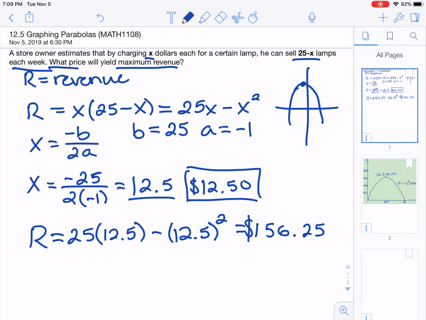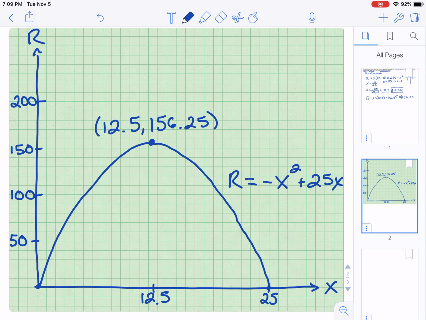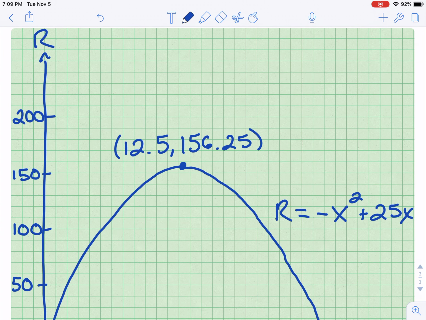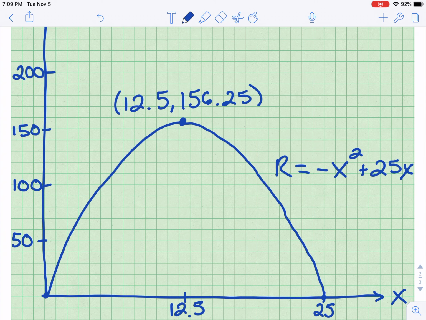Just to see this graphically, if that helps visual learners, this might help here. We see this is a little sketch of the graph of R equals negative X squared plus 25X, just rearranged for convention. And you'll see that this is a nice even shaped parabola with a vertex at 12.5 and 156.25, representing our vertex and point of maximum revenue.